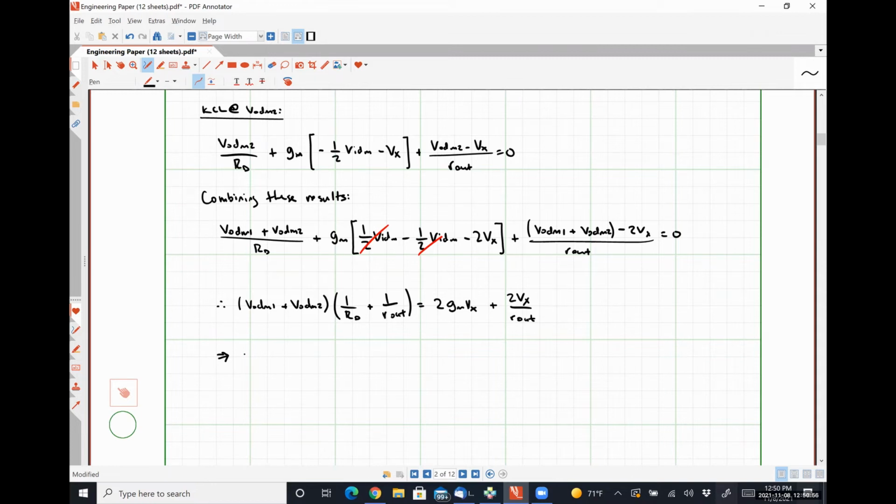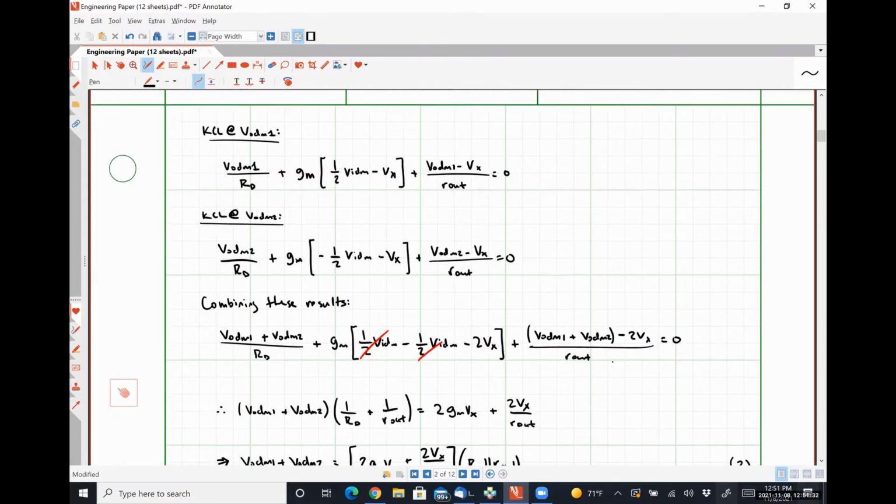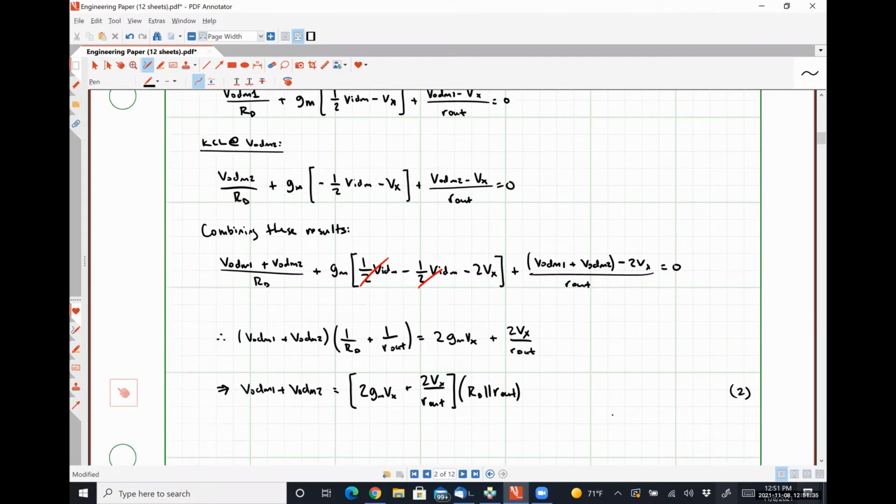So that leaves me with VODM1 plus VODM2 is equal to twice GM Vx plus twice Vx over R out, multiplied by a factor of RD in parallel R out. We'll call this guy equation 2. And this guy up here, equation 1. And now I'm going to substitute equation 2 into equation 1.